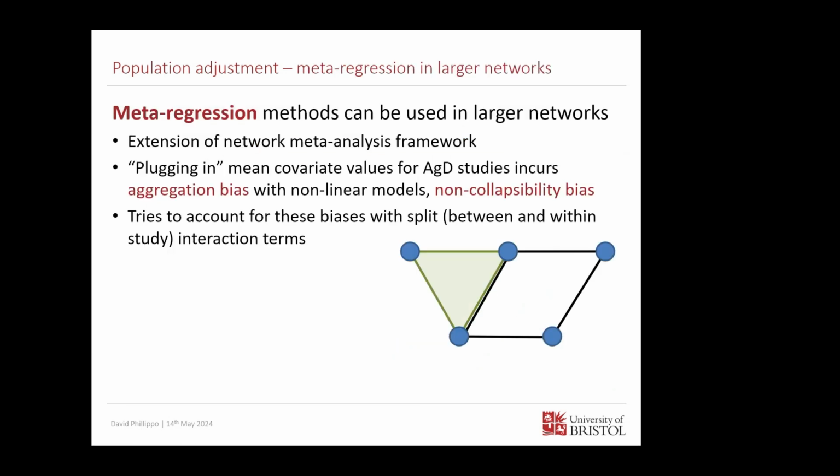In larger networks, you can try and use a meta-regression type approach, which is just an extension of the standard network meta-analysis framework. And typically what happens is that you plug in your mean covariate values for the aggregate studies. So in the IPD studies, you fit your IPD meta-regression model. In the aggregate studies, you just plug in the mean covariate values that you had for those studies. But again, this incurs aggregation bias and non-collapsibility bias, so it's not really a good idea.